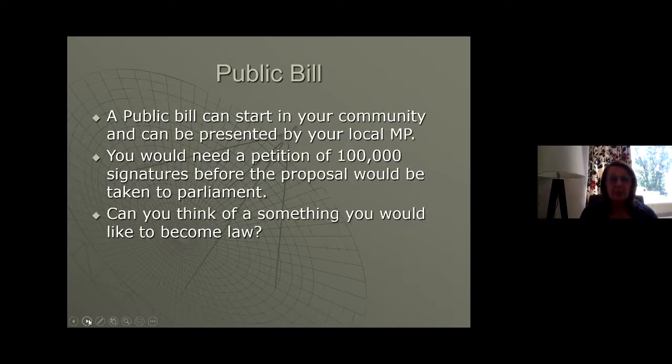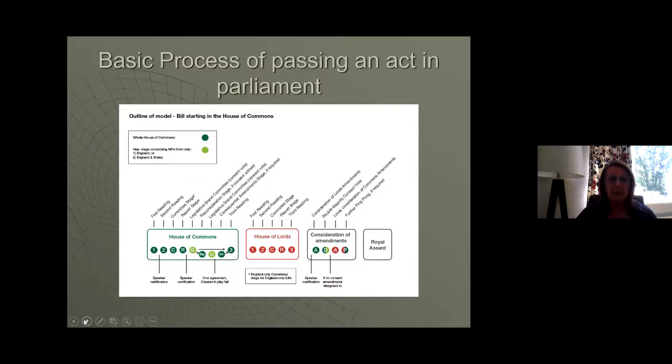Can you think of something you would like to become law? You would like to get that stamp saying this is an act. Racial justice is a good example, particularly in the current climate.